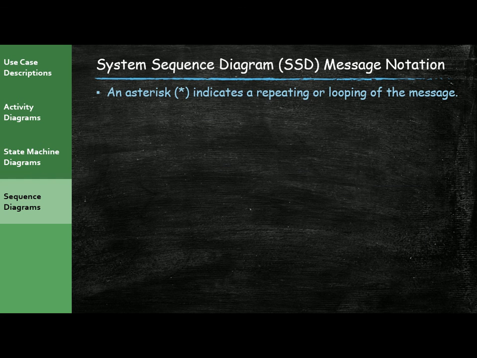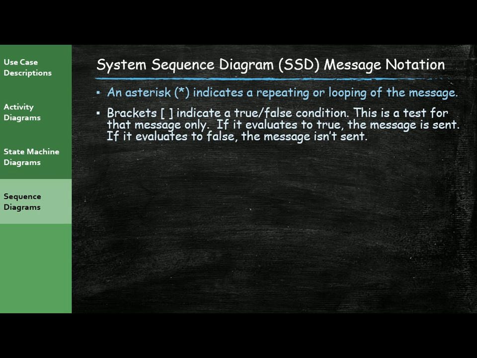So let's take a look at the notation for the messages. So I showed you some messages there, some basic rules for message notation. We're going to talk about this in more detail again in the design phase, but just to give you a little taste of this, the asterisk indicates a repeating or looping message. We'll show you an example of that. Brackets indicate true, false. So that's like a guard condition from our state machine. So it's a test for the message, only for that message. So if it evaluates true, the message is sent. If it evaluates false, then the message is not sent.